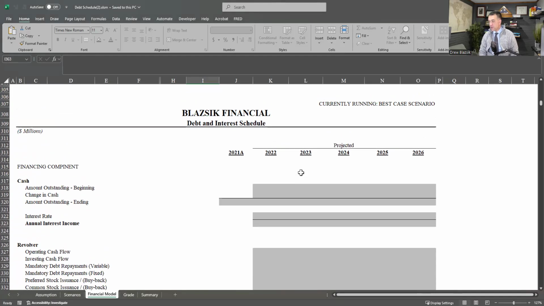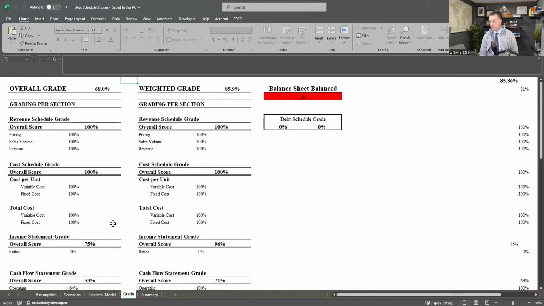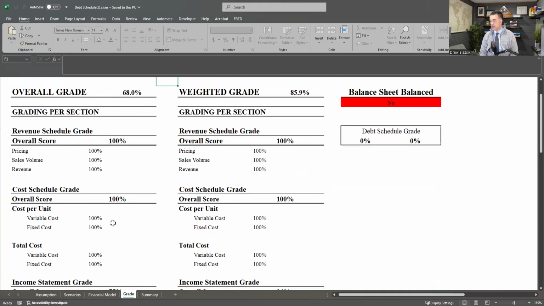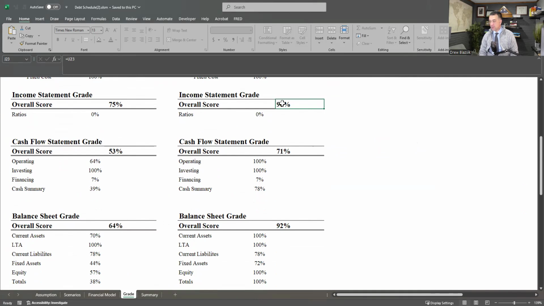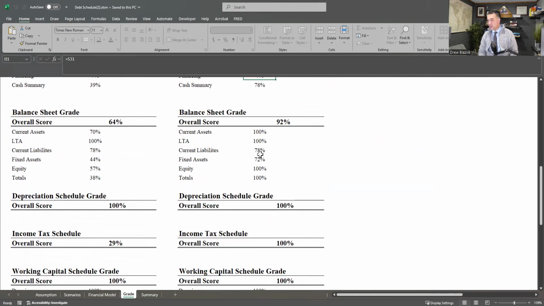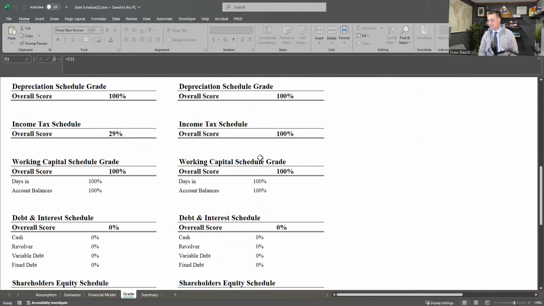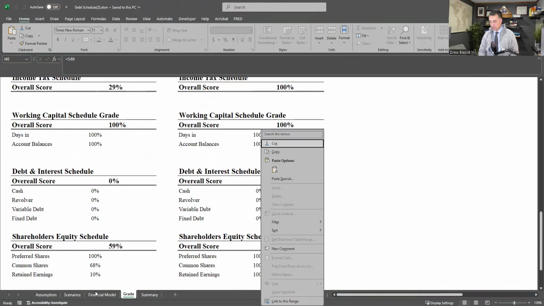All right. First thing I always like to look at is the grade system here. The first thing I want to show you is that the balance sheet does not balance. So it has to do with the balance sheet, definitely. You scroll down, it's going to affect the income statement. The income statement is not complete. It's going to affect the cash flow statement, specifically financing and cash summary. It's going to affect current liabilities, fixed assets. That's it. So let's go back to the model.